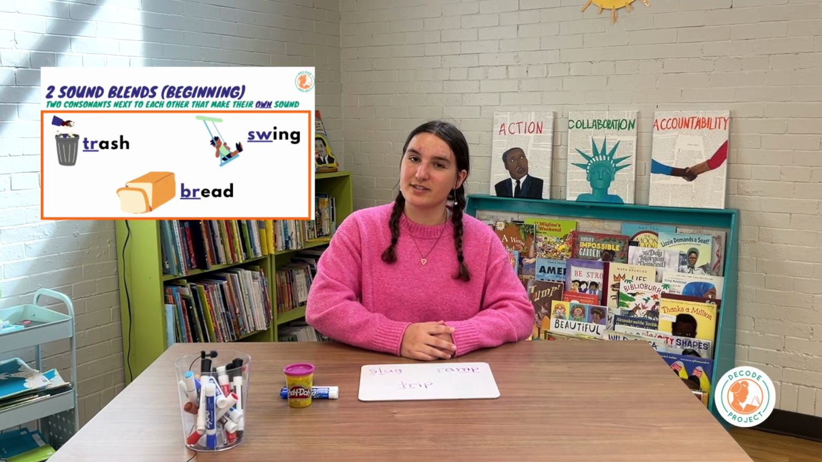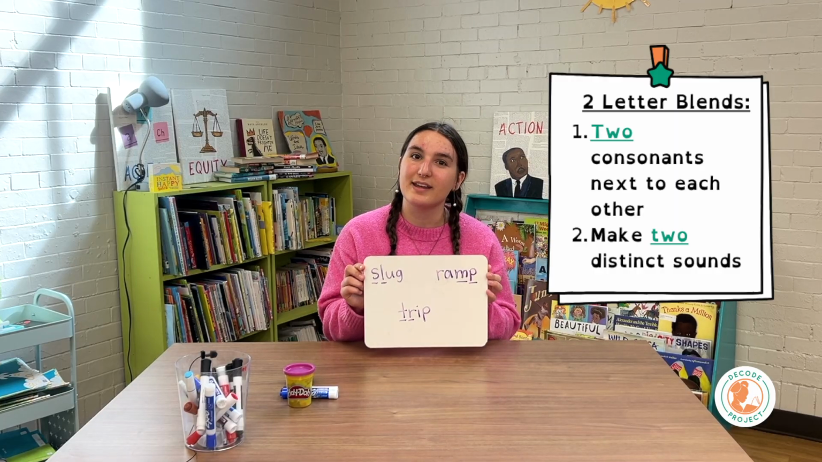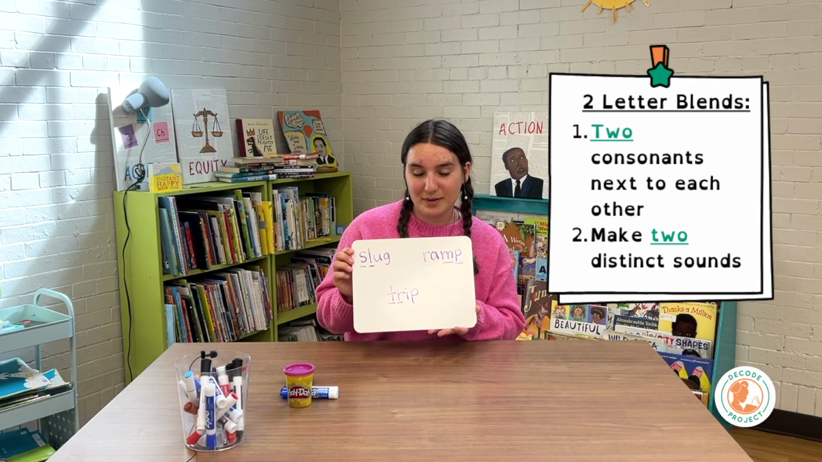So this is pretty similar to digraphs that we previously learned about. Our digraphs, remember, are two letters that come together to make one sound, but with our two-letter blends, each consonant is going to be making its own sound. So we have a few examples here.